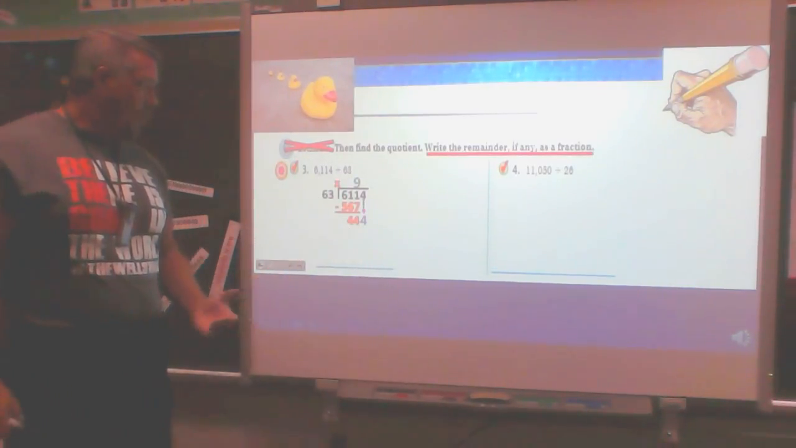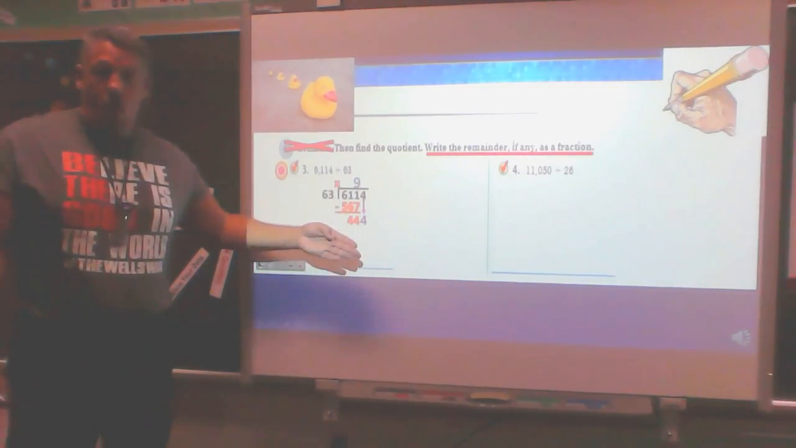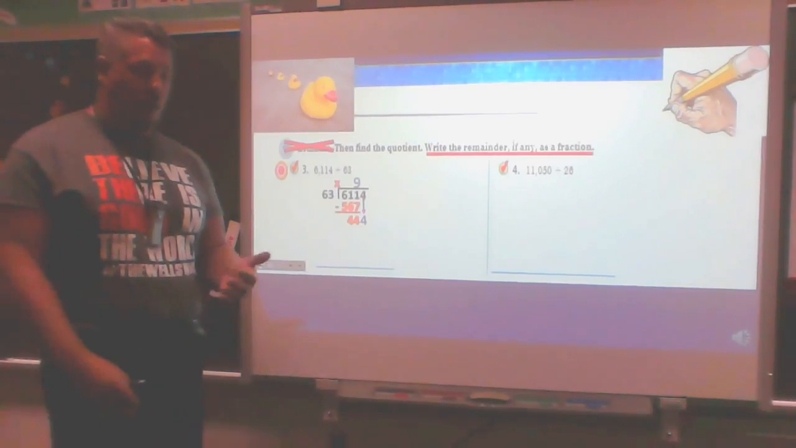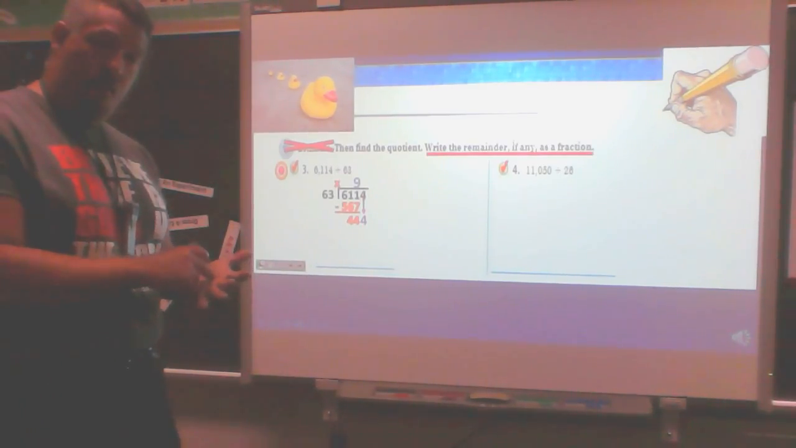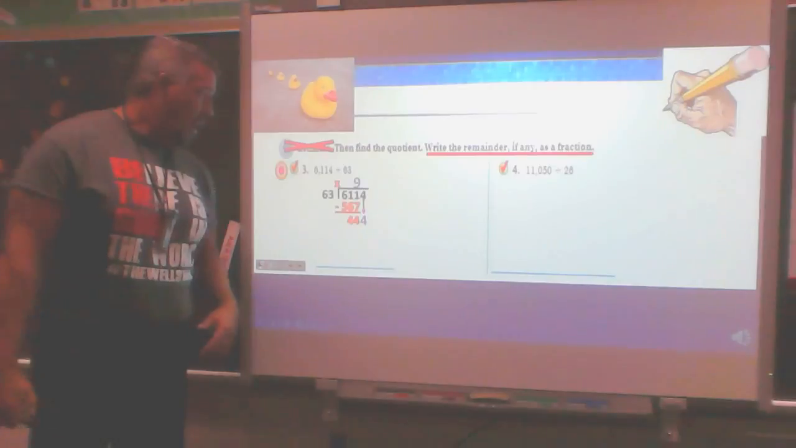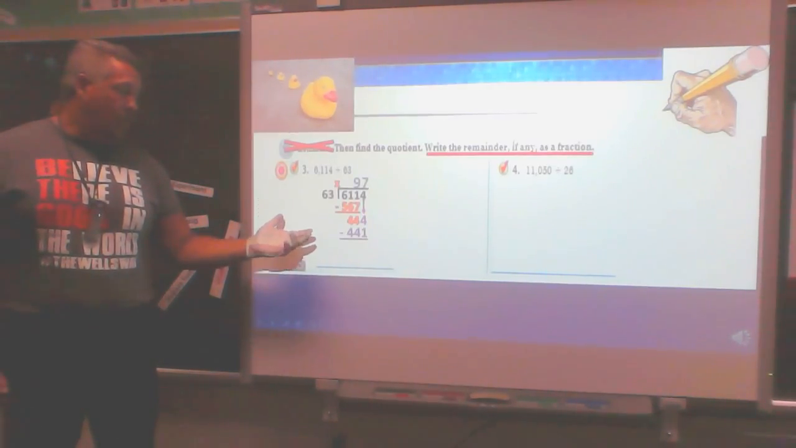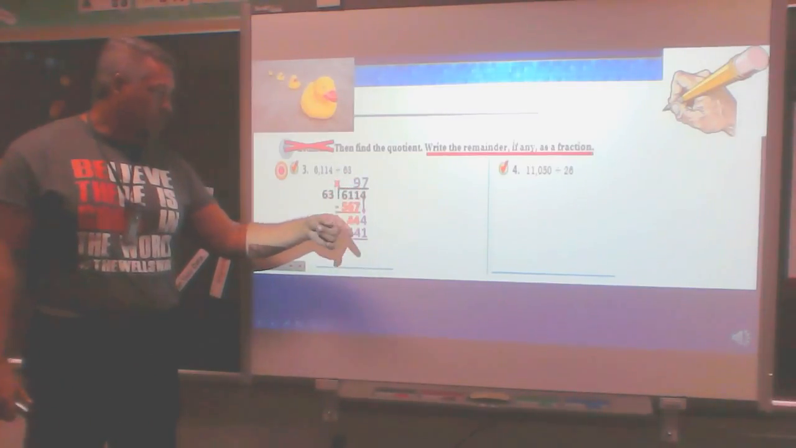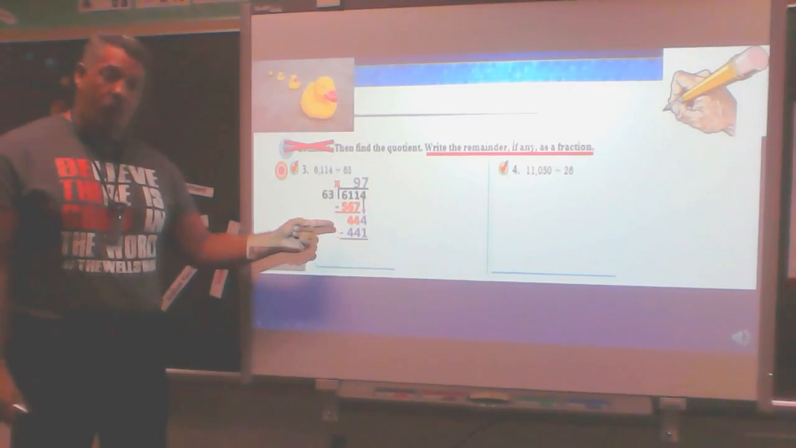Once I bring down the 4, now I see that 63 is actually going into 444 that's left. So I type in, once again, correct order, 444 divided by 63 equals, and I'm going to get 7 and stuff. Get rid of the stuff. Keep the 7. 7 times 63 is 441.